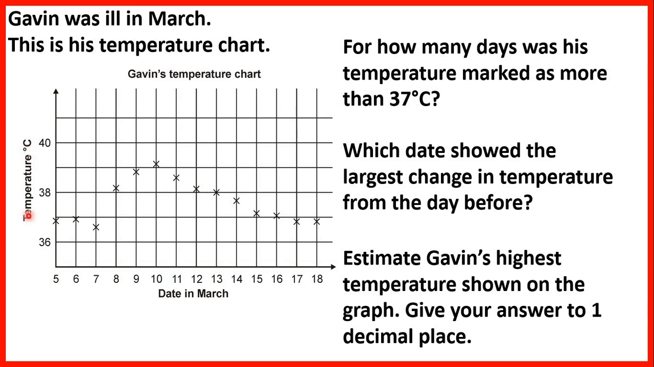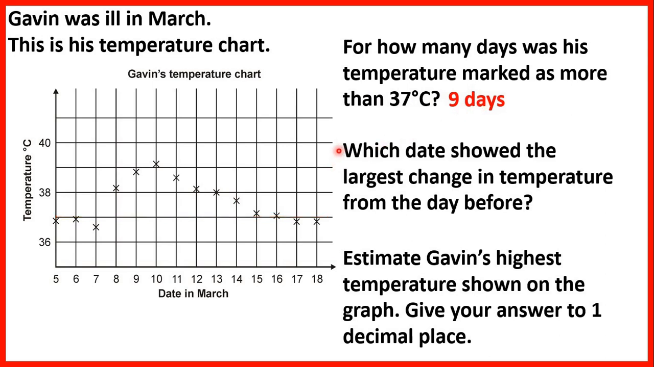So we have the temperature at the side, and 37 will be in the middle of 36 and 38. So what we can do is draw a line across from 37 degrees and count the points that are more than it or above it. So that's 1, 2, 3, 4, 5, 6, 7, 8, 9. So his temperature was above 37 degrees for 9 days.